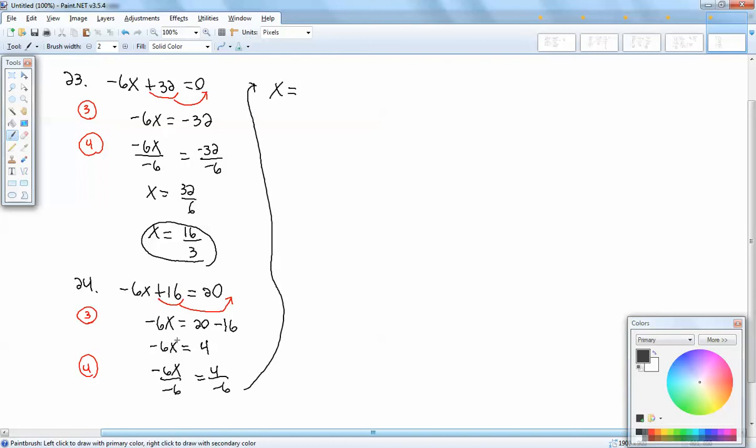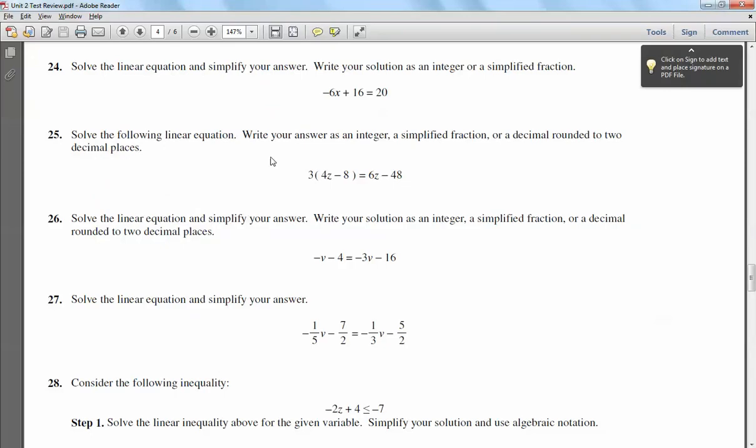Okay, so then we get x. Those negative 6's cancel. And 4 and 6 are both divisible by 2. So that gives us, and I'll put the negative up on top, 4 divided by 2 is 2. 6 divided by 2 is 3. So our answer is negative 2/3. Okay, 25.